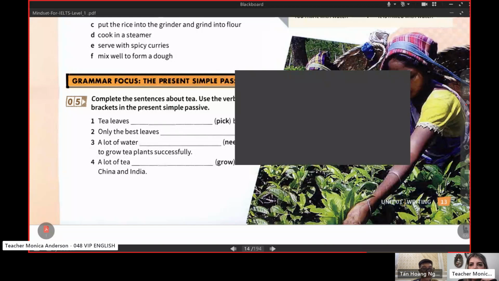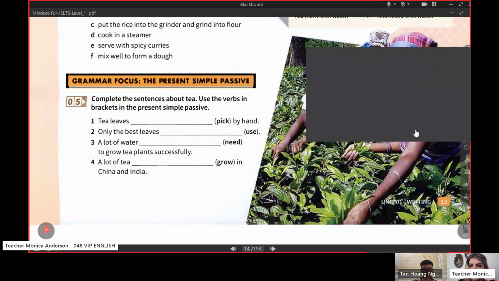Part 5. Let me put your picture here so that you can see it better, okay? Yes. The first is tea leaves. Tea leaves are picked by hand. Yeah, very good. Only the best leaves are used. Very good. A lot of water is needed to grow tea plants successfully. Very good. And the last one? A lot of tea.